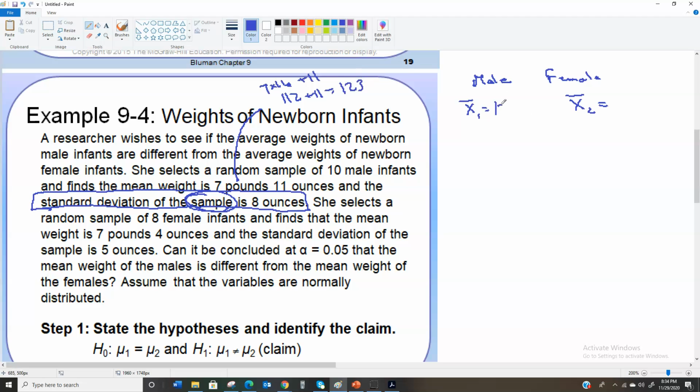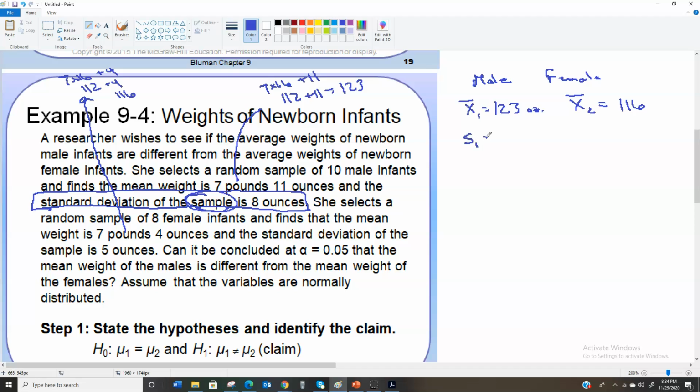So the male average is 123 ounces. For females, 7 pounds 4 ounces. So again, 7 times 16 is 112 plus the 4 ounces. Plus 4, you get an average weight of 116 for this sample. Pretty small samples, though. We only have 8 female infants and 10 male infants. Those are pretty small sample sizes.